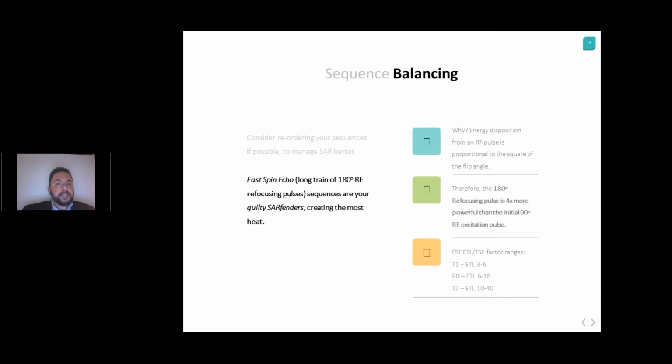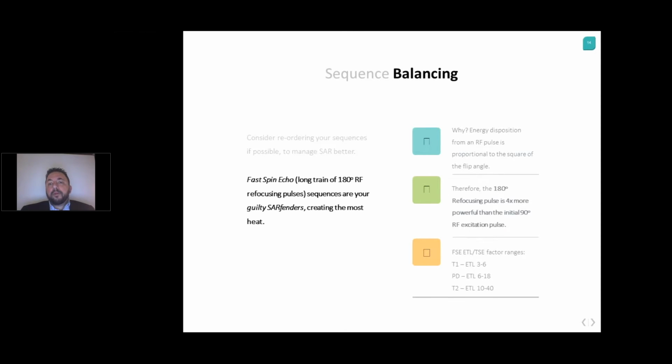So energy deposition from an RF pulse is proportional to the square of the flip angle. So a 180-degree refocusing pulse is 4 times more powerful than our initial 90 excitation. Shortly, we're going to talk about one of my favorite mechanisms in reducing the amount of that 180-degree refocusing pulse.